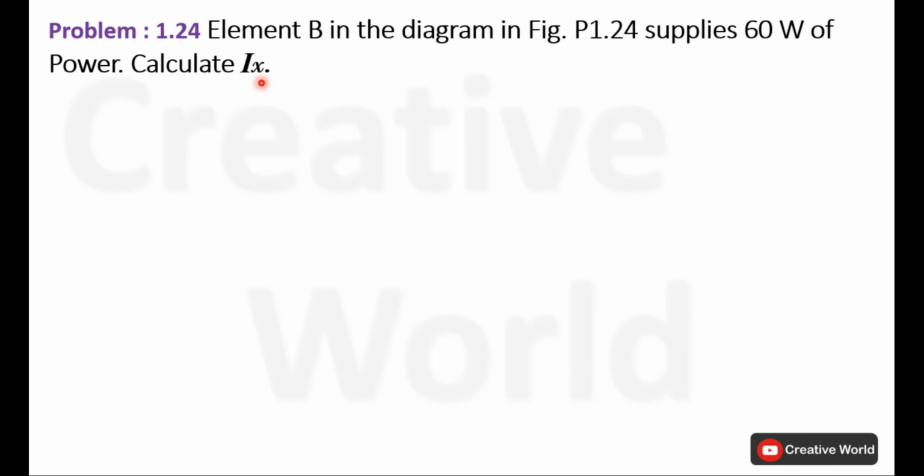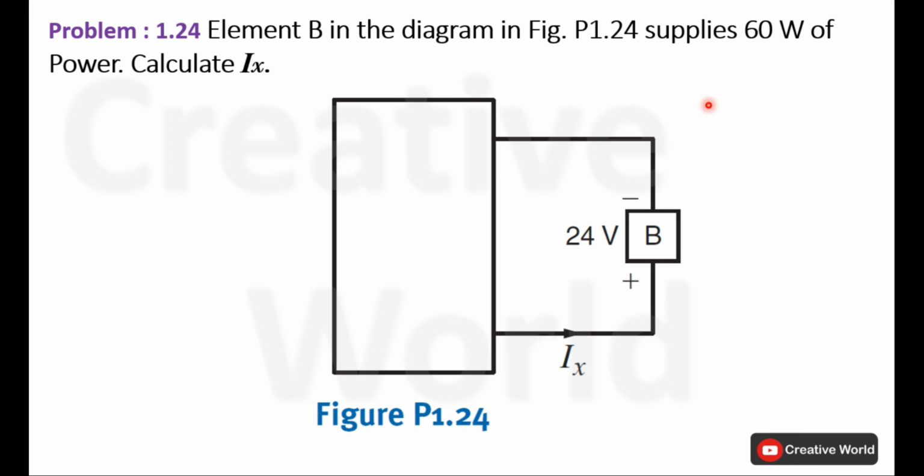First, read the scenario. Element B in the diagram of figure 1.24 supplies 60 watt of power. Calculate current Ix. This is the diagram. We have to calculate the current. Voltage across the element B is given and it is also indicated that this element B is supplying 60 watt.